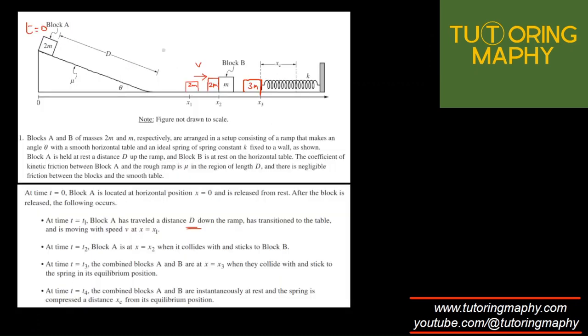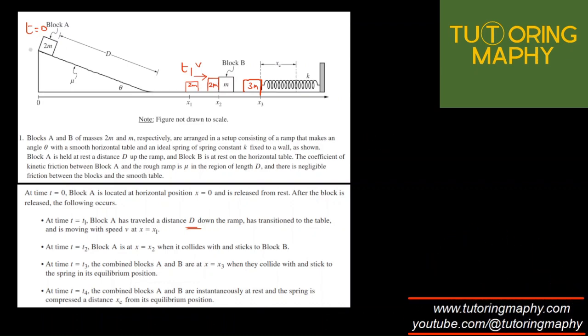The question asks us to derive an expression for the speed v of block A at T1, and the answer should be in terms of these variables. So what is T1, by the way? T1 is at x1, so this is T1. I think we can just conserve the energy, but please be advised that the mechanical energy is not conserved, but the total energy is conserved because there is friction here, so that is supposed to be taken into account.